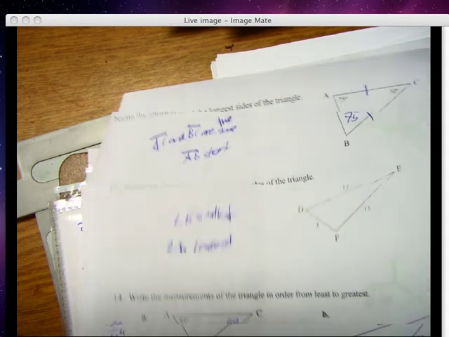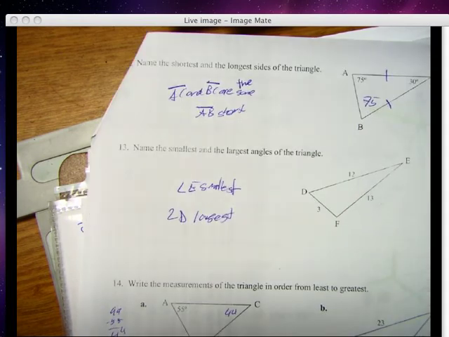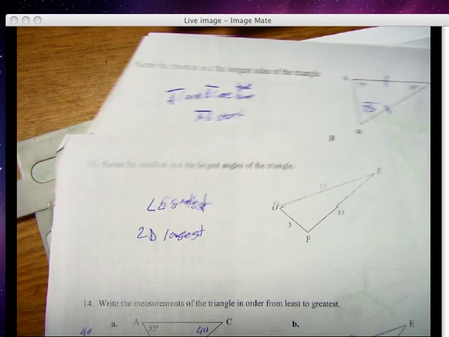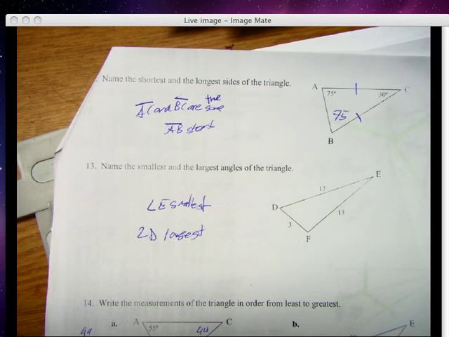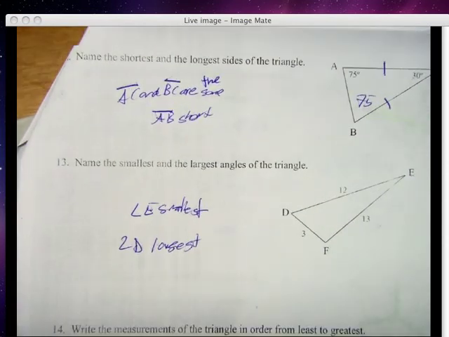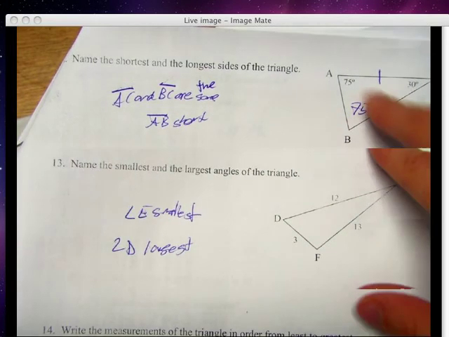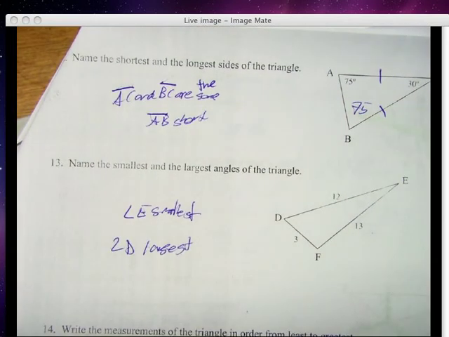Number 12. AC and BC are the same length, but AB would definitely be the shorter one. I found out the unknown angle by taking 180 minus 75 minus 30. Do we see that here? Okay, found that that one was 75. Since these are both 75, that means the sides are congruent. So they are both the longest side, but AB is across from 30, and that would be the shortest side.